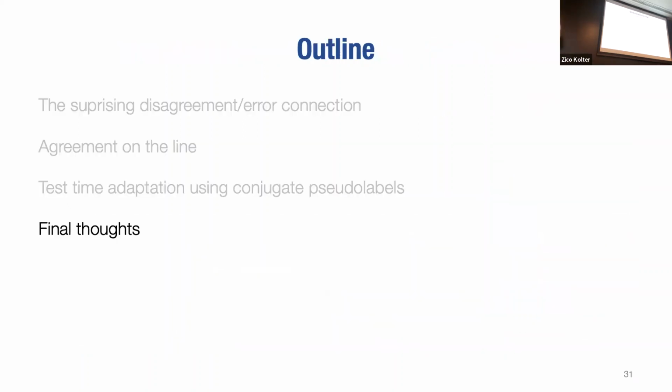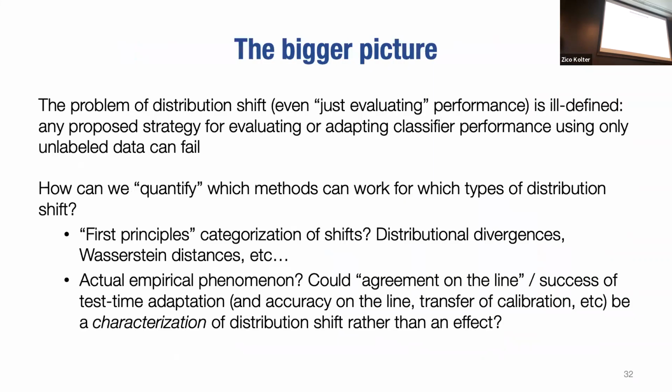Okay, so I just want to end now with some final thoughts. I think I'm basically out of time, but I want to have one last slide here to talk about the bigger picture. Because I think this actually gets back to it. So what we've shown is a bunch of things each of which I'm actually individually really excited about: the connection between disagreement and generalization, the disagreement on the line phenomenon, this correct way to adapt labels.